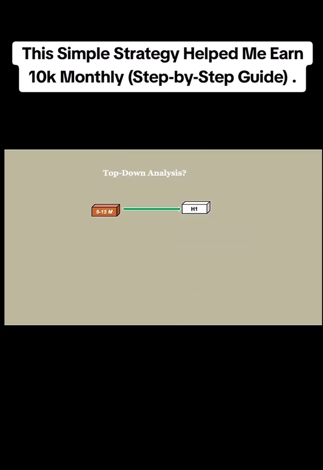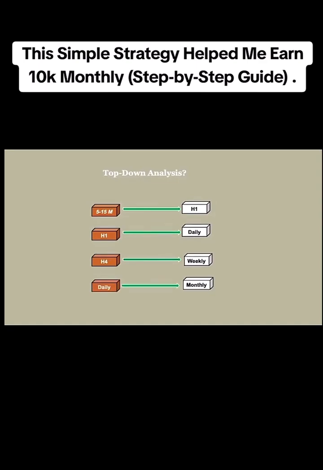If you're trading the 5-minute or 15-minute chart, your higher time frame is the hourly chart. If you're trading the hourly chart, your higher time frame is the daily chart. For the 4-hour chart, use the weekly chart as your higher time frame. And if you trade the daily chart, your higher time frame is the monthly chart.